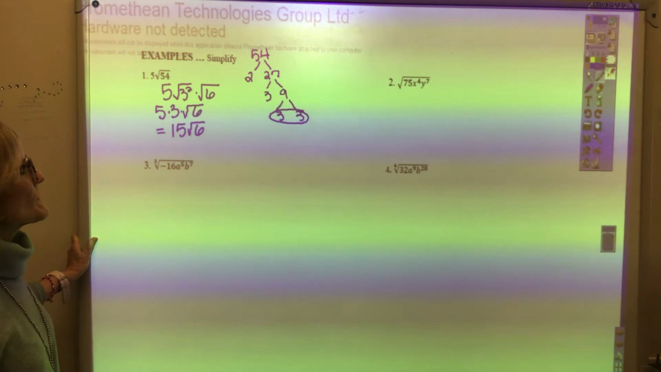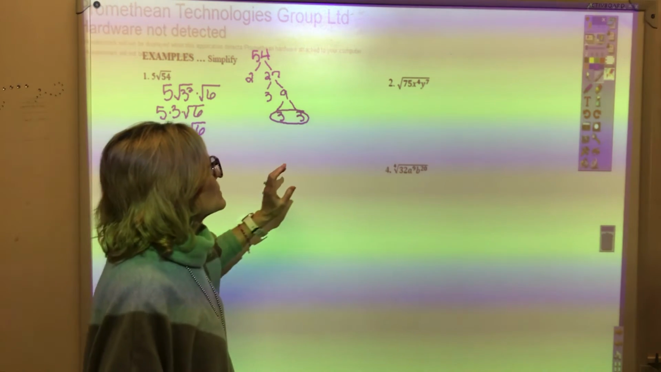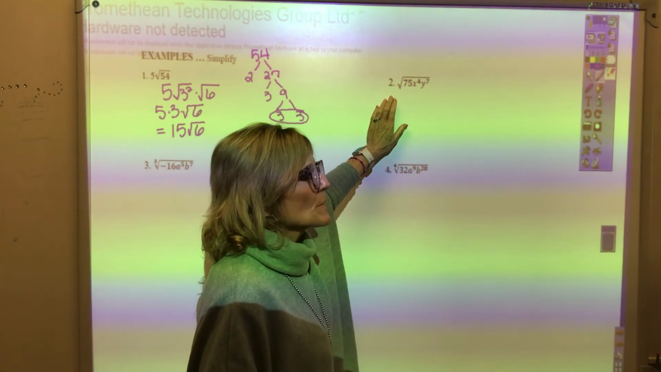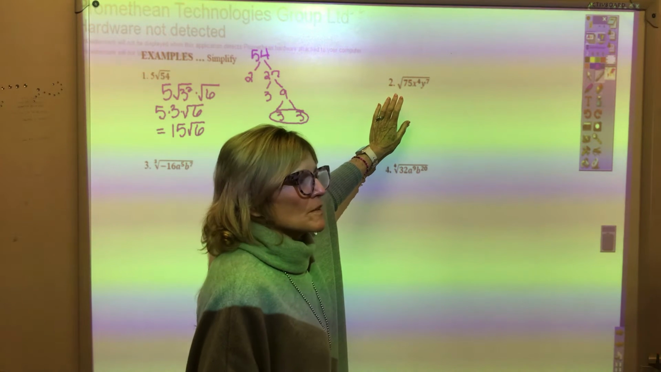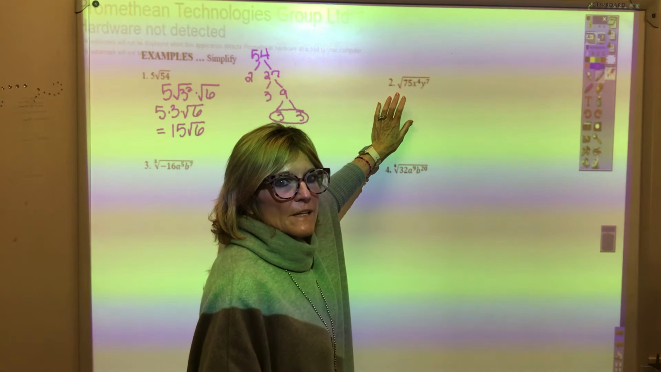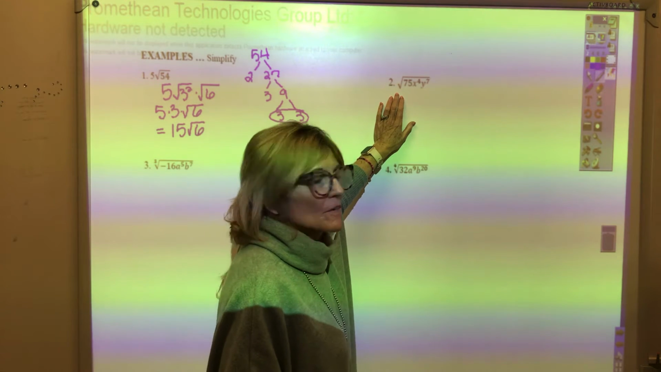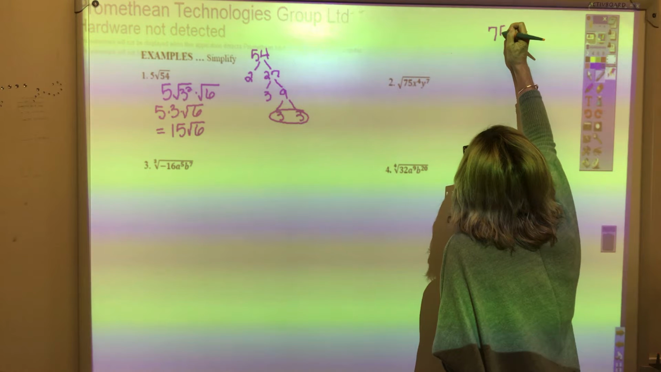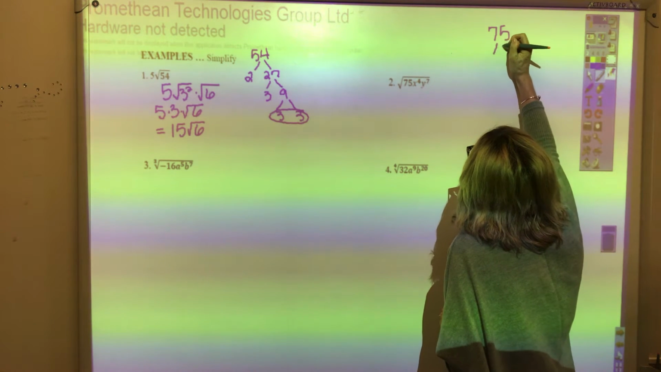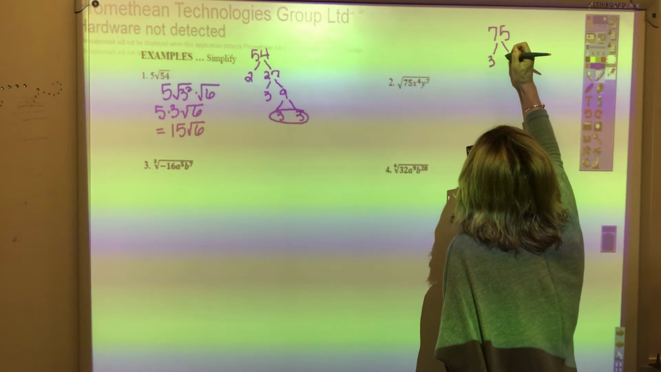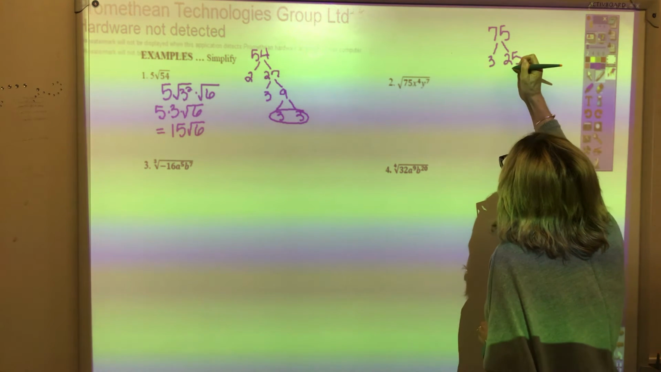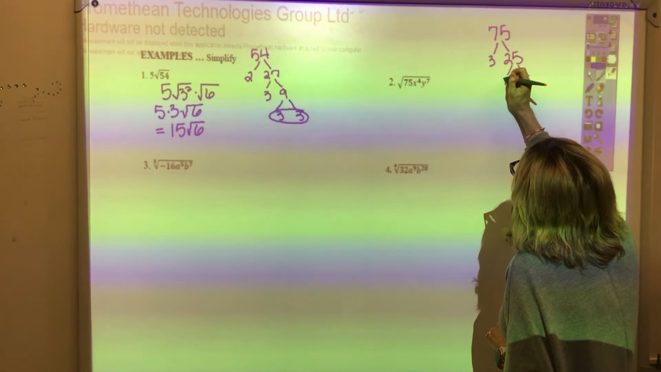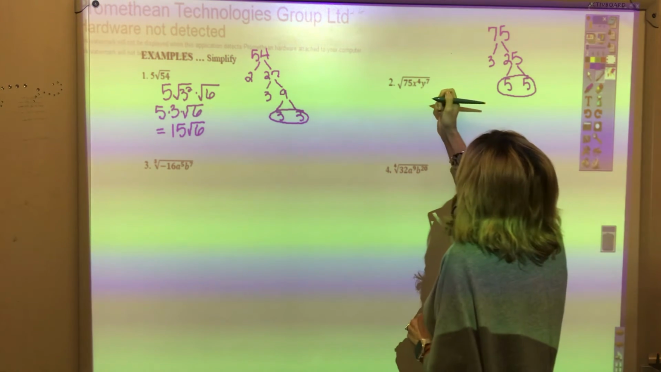So let's try the same thing with example 2 and the number 75. Let's break it down into the product of primes and see where we have some squares, since we're taking the square root. So 75 is not divisible by 2, but it is by 3, and it goes in 25 times. And I can break 25 down into 5 times 5. Notice that's 5 squared.